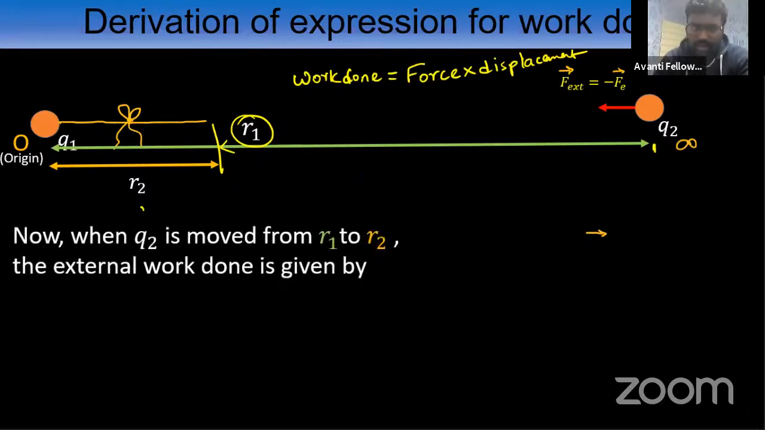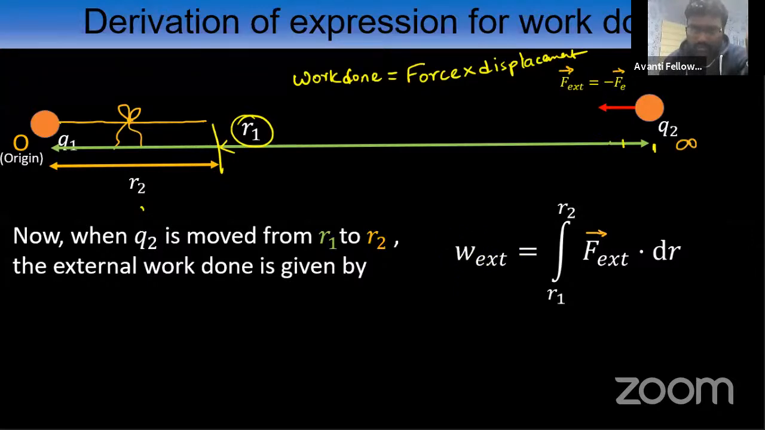Now we have to derive an expression for this. When Q2 is moved from R1 to R2, the external work done is W external. Guys, please listen very carefully. I can't find the work done for each and every instance, so I'll use calculus, the integration.